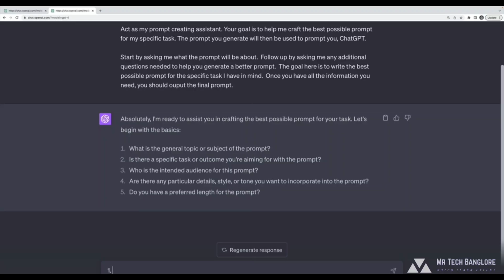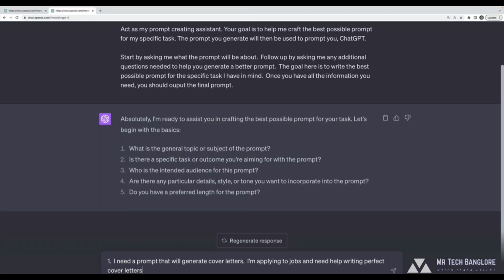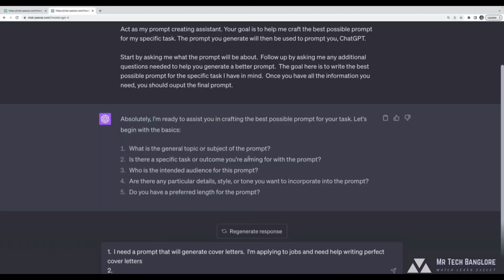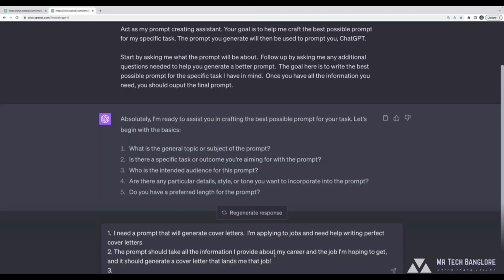Let's say I'm applying for jobs and I need a prompt to help me write cover letters. So what is the general topic or subject? I need a prompt that will generate cover letters. I'm applying to jobs and need help writing perfect cover letters. Question 2, is there a specific task? Yes, or outcome you're aiming for? So I wrote, the prompt should take all the information I provide about my career and the job I'm hoping to get, and it should generate a cover letter that lands me that job.